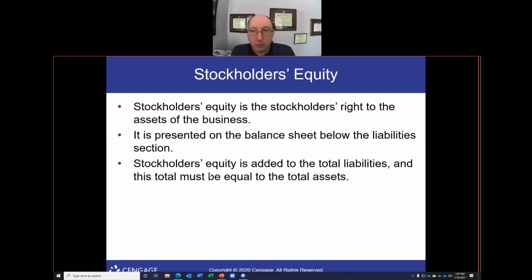Stockholders' equity. We know that's the owners' rights to the business. Stockholders' equity would include things like common stock, dividends, and retained earnings.